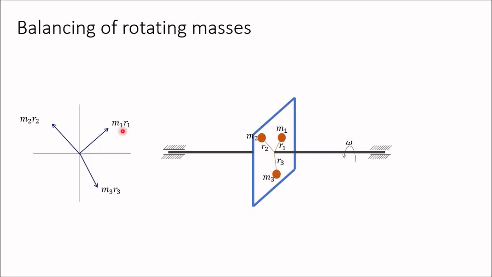Therefore what we will do, we will try to get resultant of m1 r1, m2 r2 and m3 r3, and we will put this resultant equal to b into b, that is the balancing mass multiplied by its radius of rotation. Now this b b should be just opposite to the resultant of these three.